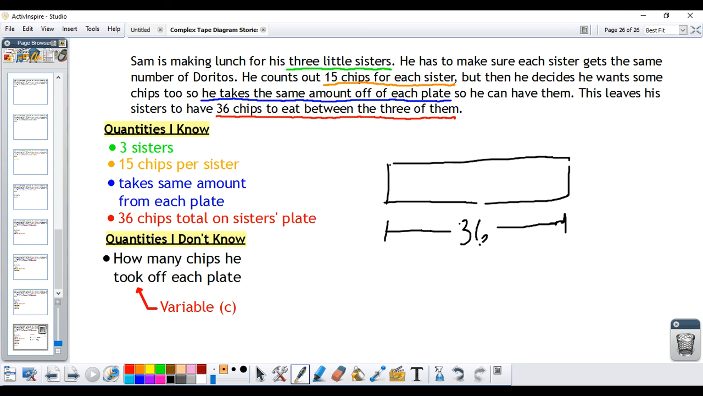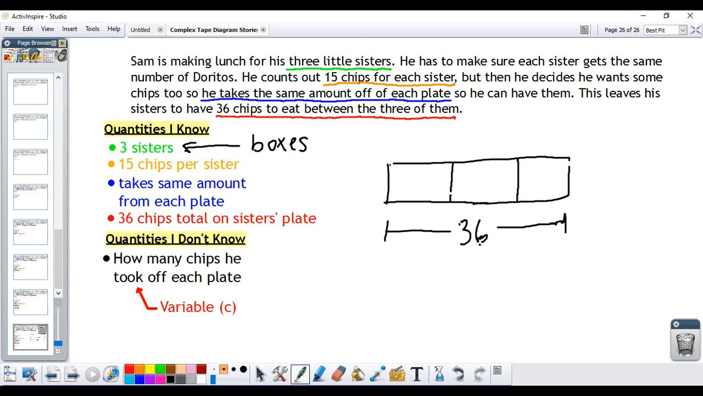All right, and so then just like in the last problem with the pancakes, I know that the sisters have to be represented somehow. So those 36 chips are split between the 3 sisters. So those are going to be how many boxes I have. So 3 sisters means 3 boxes in my tape diagram.